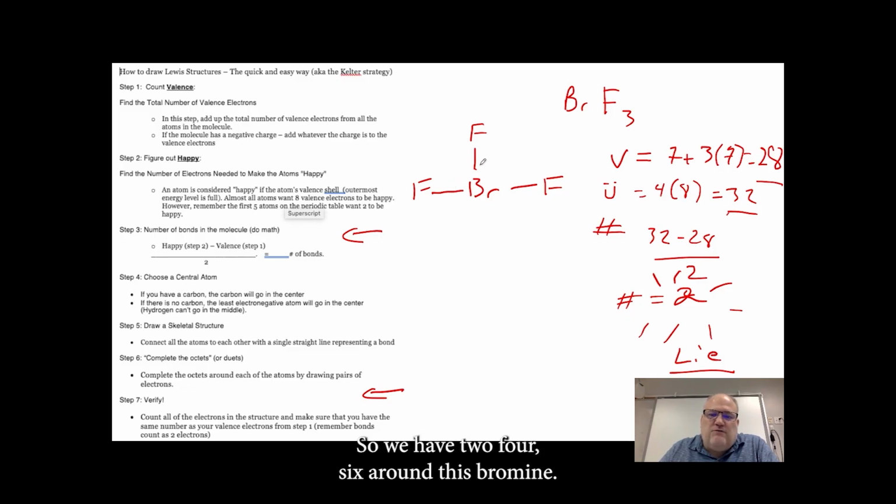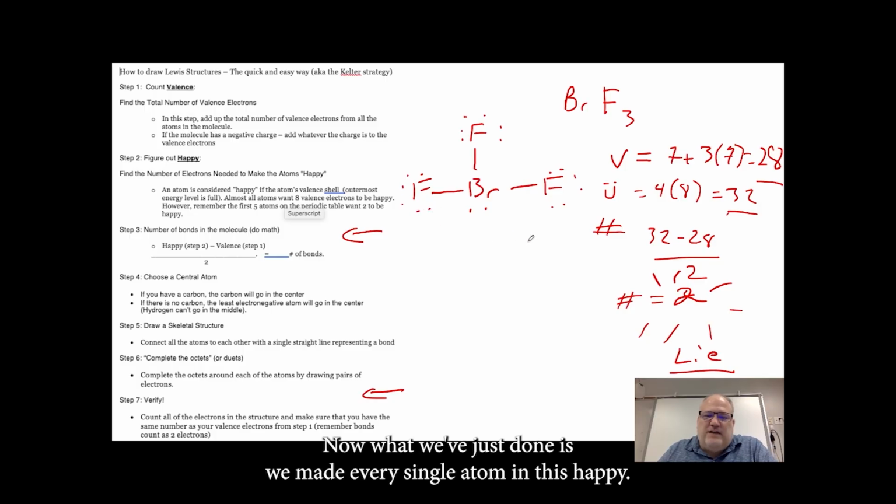So don't we have 2, 4, 6 around this bromine? Well, let's make an octet. So we're going to put 2 more dots right here. And then each of these fluorines, they have 1 bond attached. And each bond counts as 2 electrons around them. So we have to draw an additional 6 around each one. Same thing over here. Now what we've just done is we made every single atom in this happy.